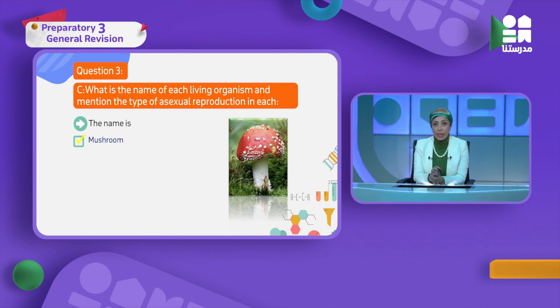What type of asexual reproduction happens in this living organism? It reproduces by which type? It's by spore propagation.